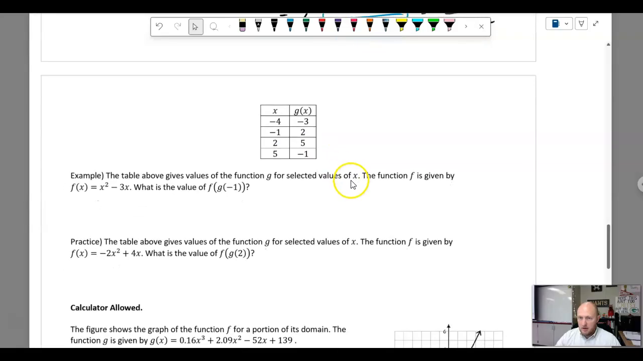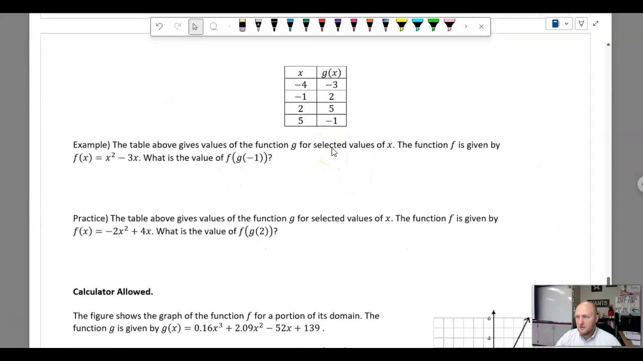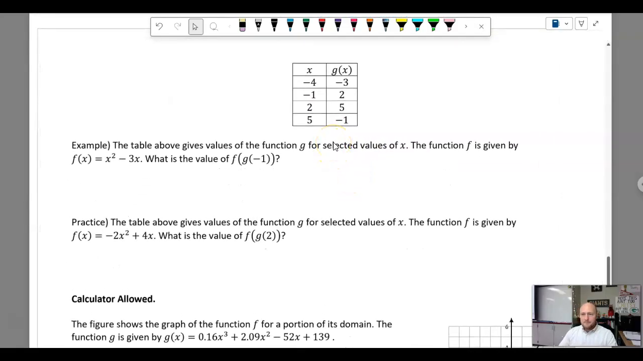All right, the last type of questions that we're going to see involve different forms. The first example here says the table above gives values for the function g for selected values of x. The function f is given by f of x equals x squared minus 3x. What is the value of f of g of negative 1?